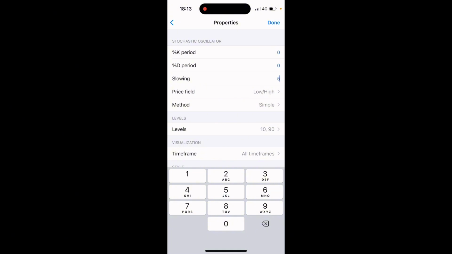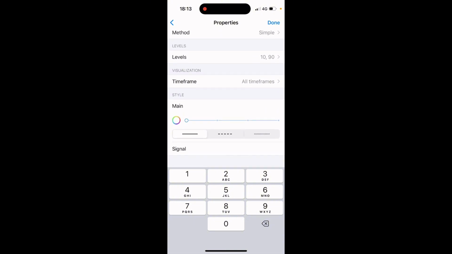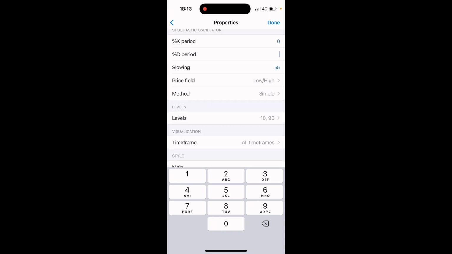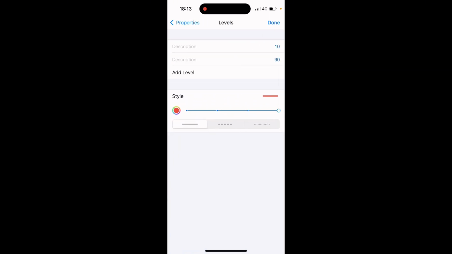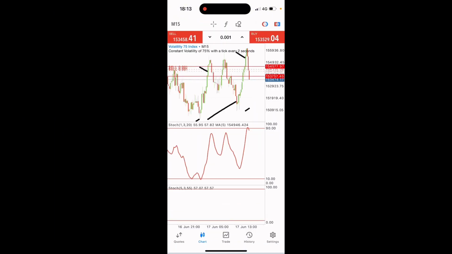But when we are adjusting these settings, we'll be adjusting the movement of the main and the signal line, or the RSI line. But right now, we don't care about all this. All we need is the levels. 10 and 90, you click on done. Whatever the numbers that are here, okay? You click on done. There you go.